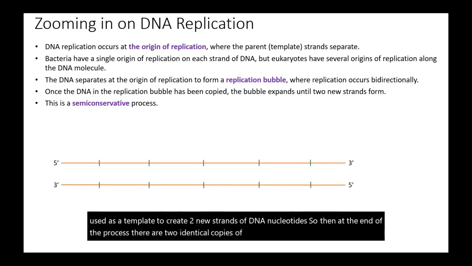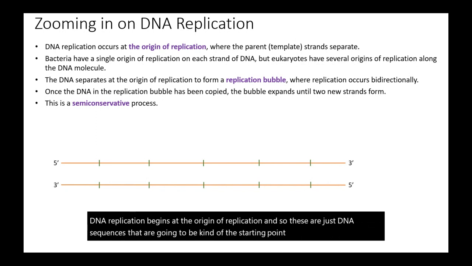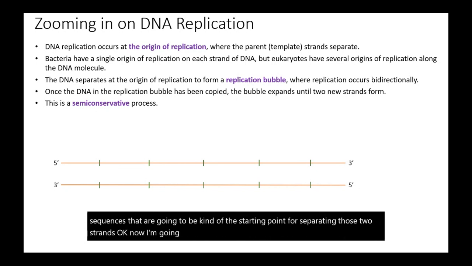So now we're going to start to zoom in on some of the details and introduce some more terminology, okay? DNA replication begins at the origin of replication. These are just DNA sequences that are going to be the starting point for separating those two strands, okay? Now, I'm going to show you the more complex process that happens in eukaryotes, but something exactly similar is happening in bacteria as far as we're concerned for this class.